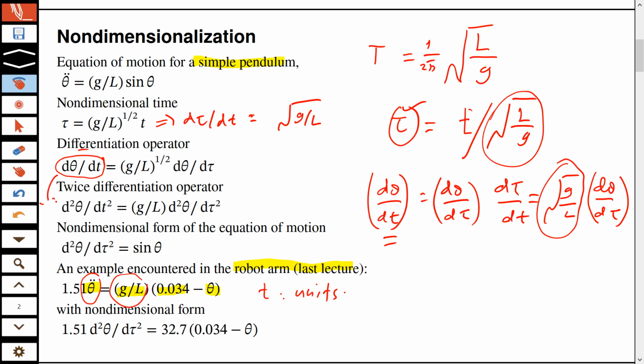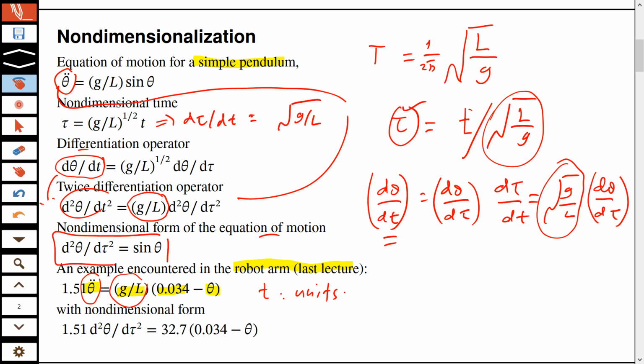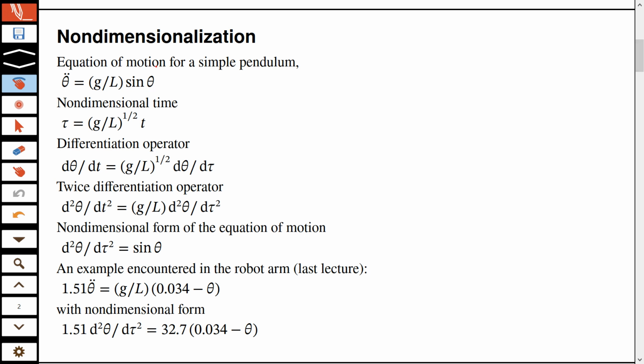If we apply this rule twice, you don't have that square root anymore, but G over L is still there. Now if you plug this into the equation instead of theta double dot, you will have G over L on both sides, and now the final equation has no units at all. This equation is different because in the earlier equation there were units because of G over L, but here that G over L has disappeared. So this is truly a non-dimensional form of the equation.